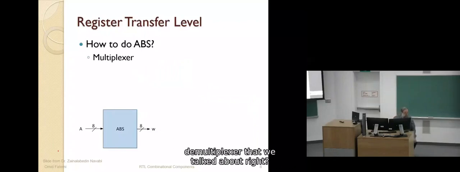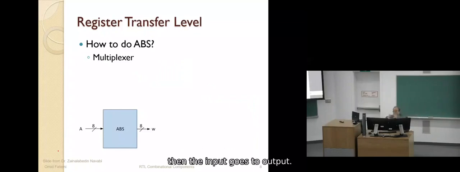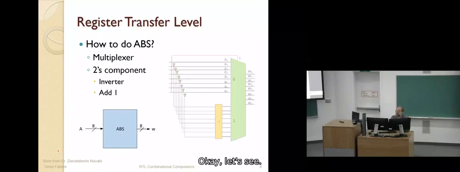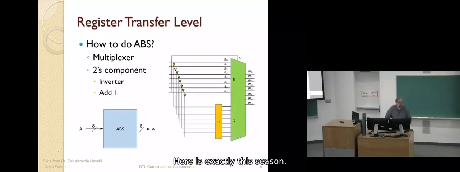We use a multiplexer. The multiplexer that we talked about just now selects based on the sign. If the sign is positive, then the input goes to output. This is a multiplexer. You see how a multiplexer is going to be used here. And if the sign is negative, the input is inverted and then 1 is added to it. Okay, this is the design.